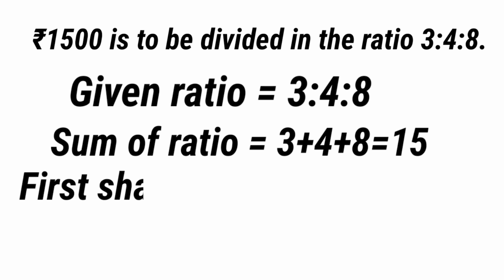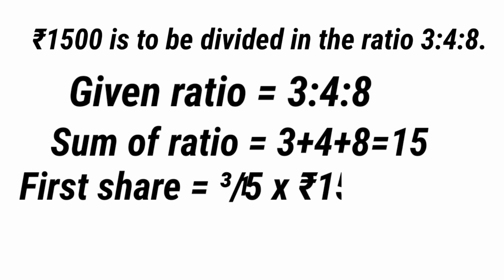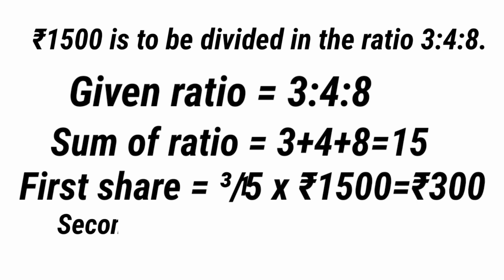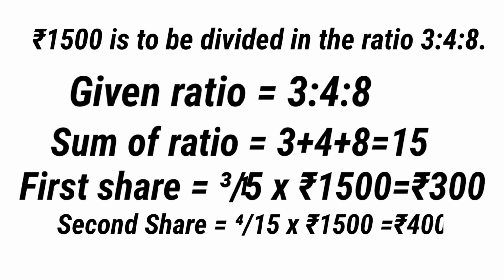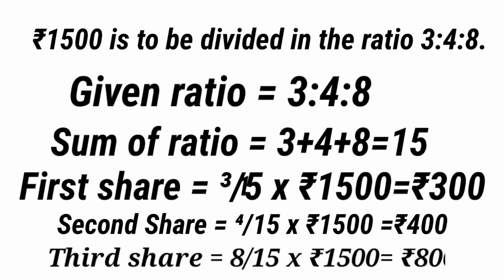So the first share is equal to 3 out of 15 into rupees 1500. That is equal to rupees 300. And the second ratio is 4 out of 15 into rupees 1500. That is rupees 400. The same way, the third part is 8 out of 15 into rupees 1500. That is 800.